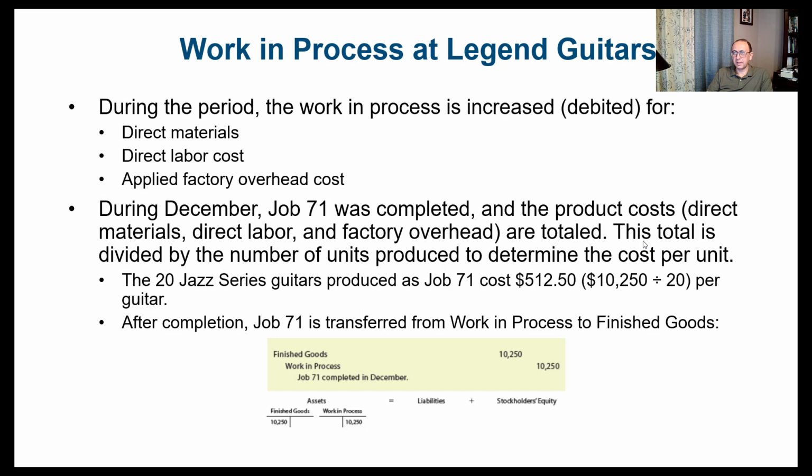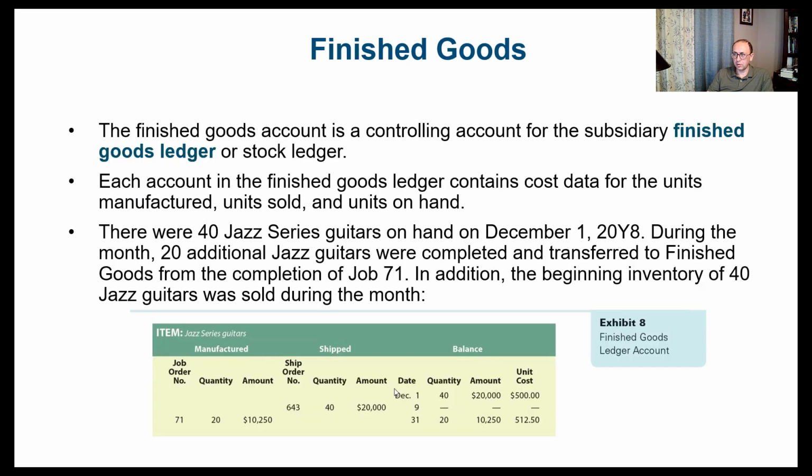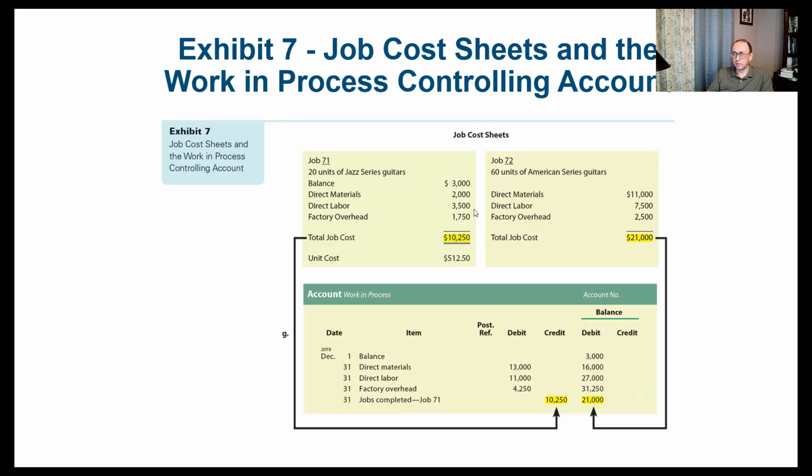So let's apply that again on Legend Guitars. So during the period, the work in process is increased or debited by the three things that we just talked about: direct material, direct labor, and the applied factory overhead. Remember, the applied is the one that we estimate. So let me go back here. These are the values that we were talking about: the direct material, direct labor, and the factory overhead.